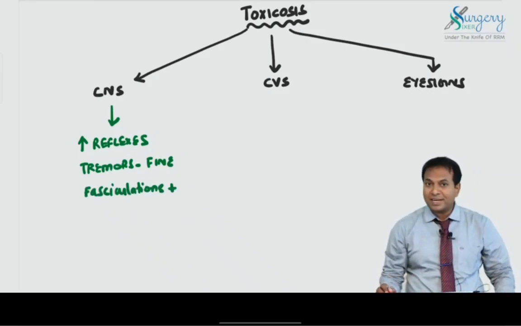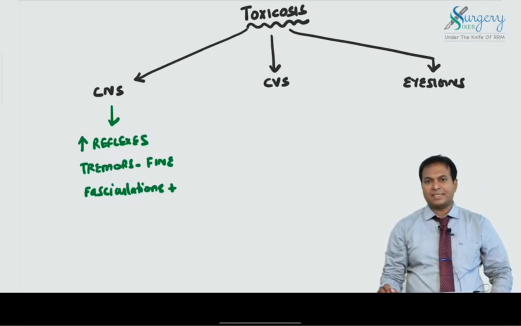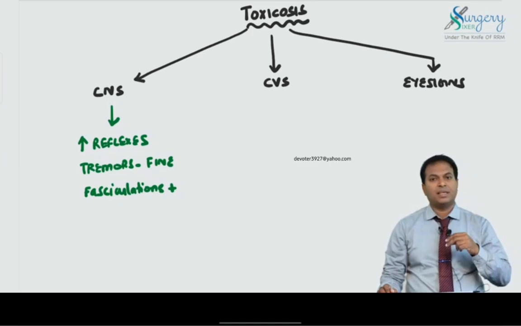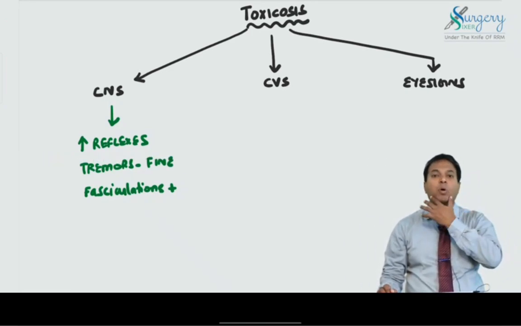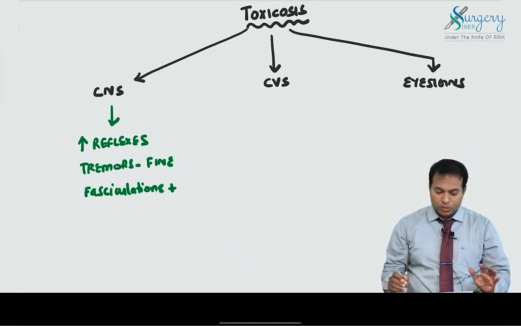To look for fasciculations in the tongue, many books give a wrong answer. We should not protrude the tongue out. If you protrude the tongue out like this, even a normal patient will have fasciculations. Therefore, to look for fasciculation, open the mouth and examine the tongue inside. Don't ask them to protrude the tongue out. So these are the things you should look for in CNS.